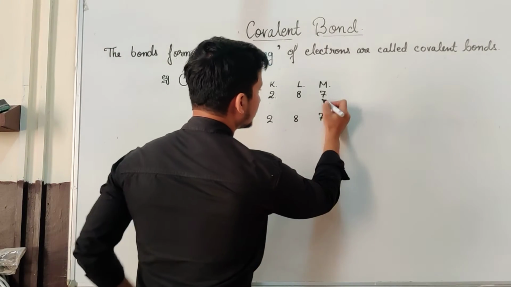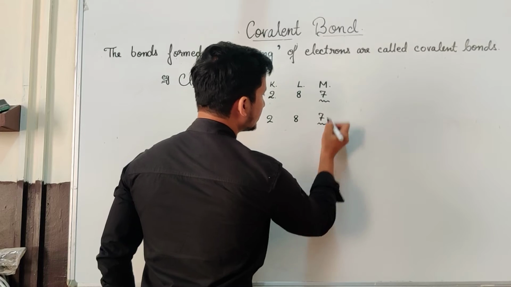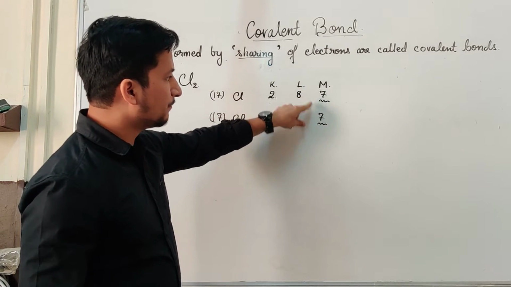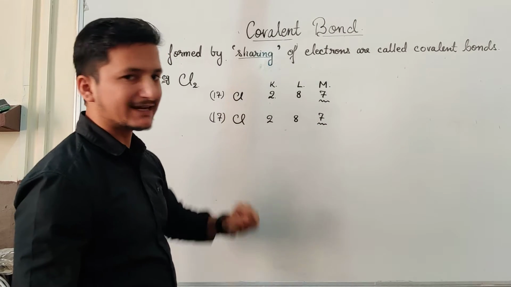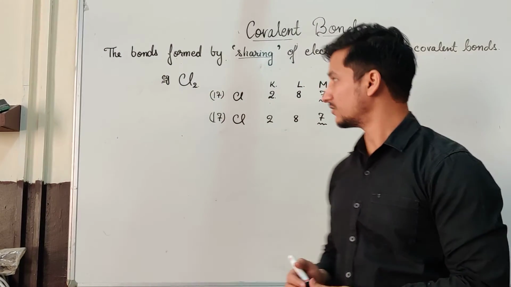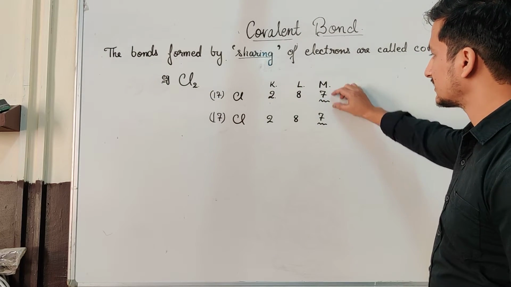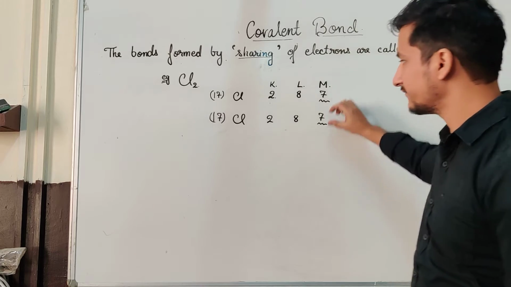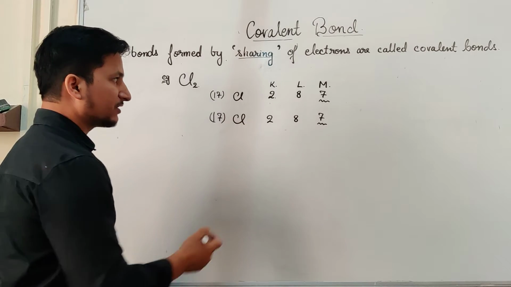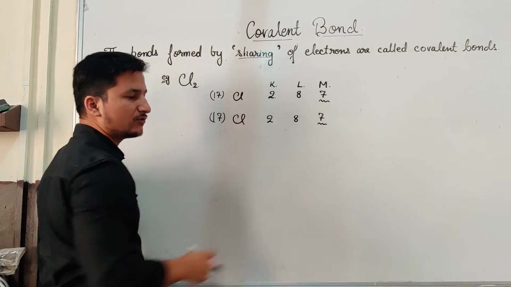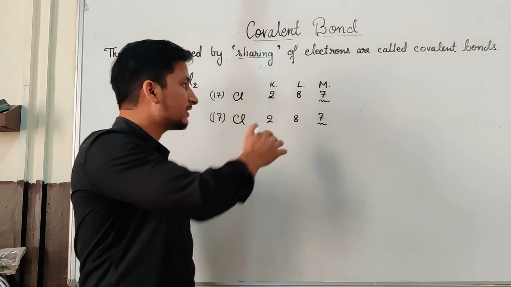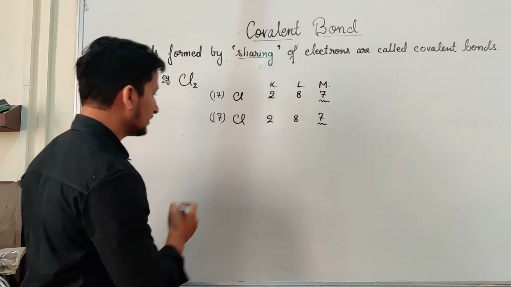Now, as we know, to become stable each atom wants 8 electrons in its outermost shell. But both of them have 7 electrons, which means both chlorine atoms need one more electron to complete their octet or to complete their valence shell. So how can this be done? None of them is going to lose their electron, because both need one extra electron.